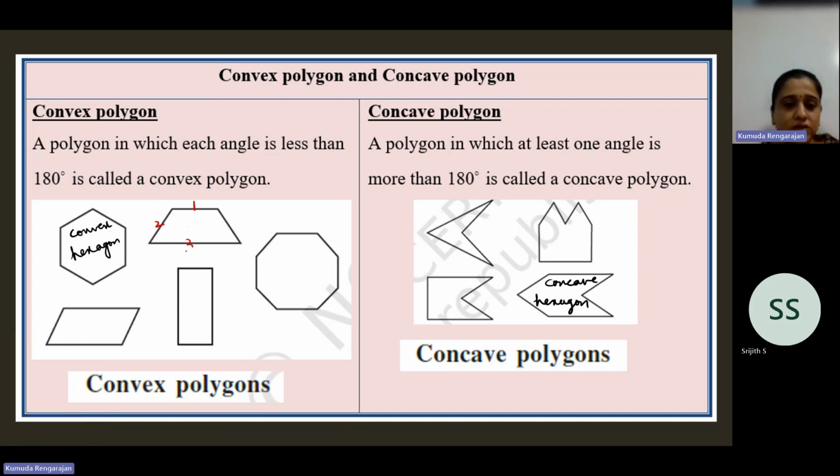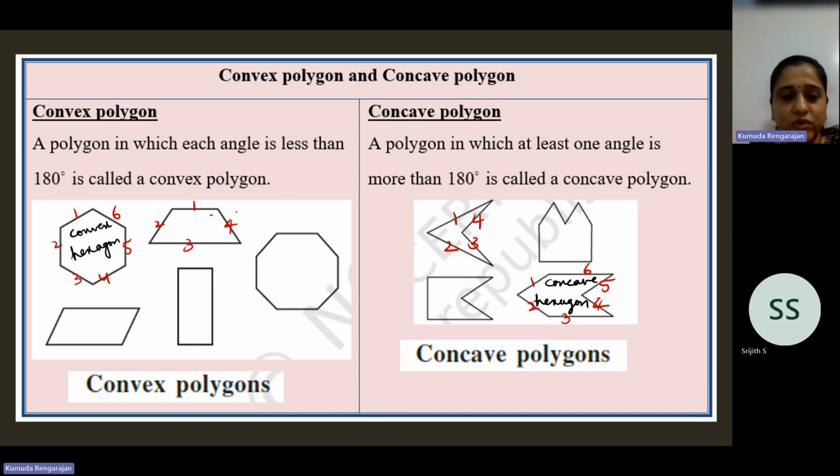One, 2, 3, 4. Here this is 1, 2, 3, 4, 5, 6.